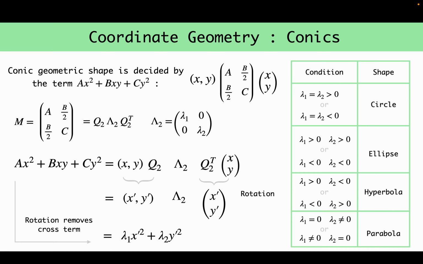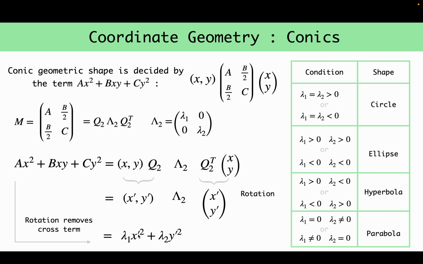It's important to note that these lambda values are confined to this matrix, and are not related to the degeneracy matrix, because here when lambda values are zero for the 2 cross 2 matrix, we get a parabola. But we have seen earlier that when the determinant of the degeneracy matrix is 0, it becomes degenerate, so it will not form a conic. We have to remember that the eigenvalues of this 2 cross 2 matrix are not the same as the eigenvalues of the degeneracy matrix which we have seen earlier.